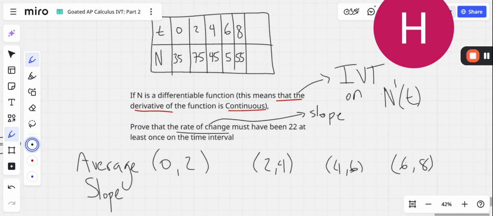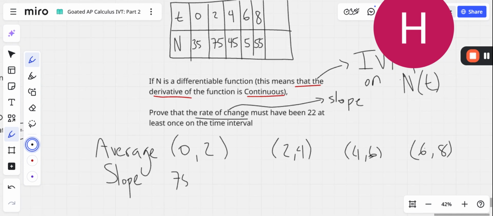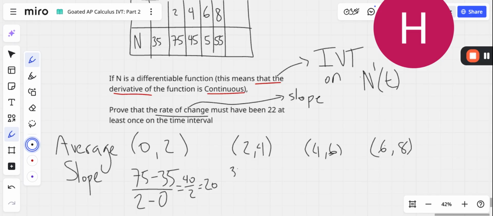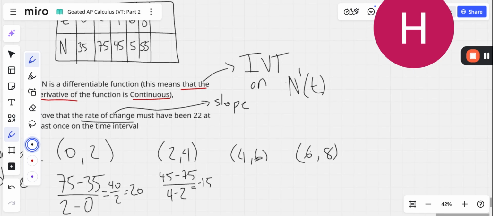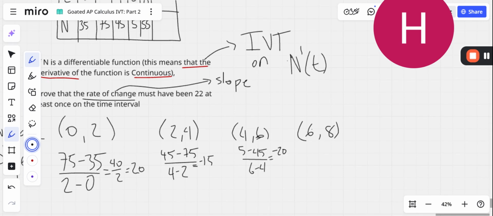So let's find the average slope from 0 to 2. It's going to be rise over run, so y2 minus y1 over x2 minus x1. That's 40 over 2, or 20. Pretty easy. Next we have 45 minus 75, so the slope is negative now, over 4 minus 2, that's negative 30 divided by 2, which is negative 15. And then we have 5 minus 45 over 6 minus 4, so we'll have negative 20 because it's negative 40 over 2. And lastly, we have 55 minus 5 over 8 minus 6, which is 25 because that's 50 over 2.